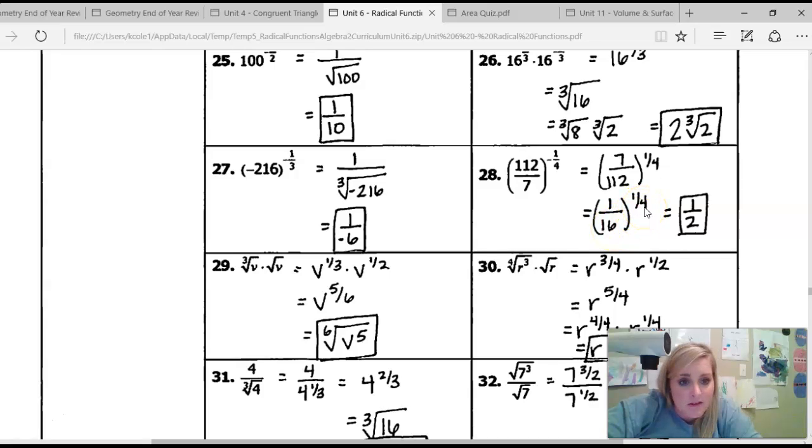This is going to be the 4th root. Now, she took a shortcut and didn't actually show that, but the 4th root of 1 would just be 1. The 4th root of 16 is 2, so that gives you 1/2.